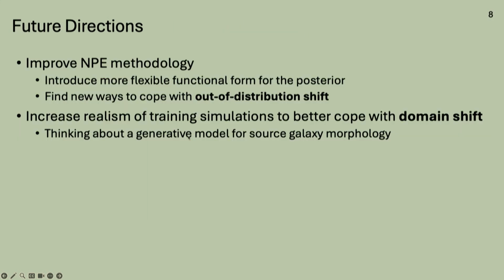So this brings me to my future directions. One thing that we're thinking is going to be necessary now is increasing the realism of our training simulations, and I'm currently thinking about building a generative model for how we can build a prior for what kinds of galaxies are producing all the structure we see in those strongly lensed arcs.